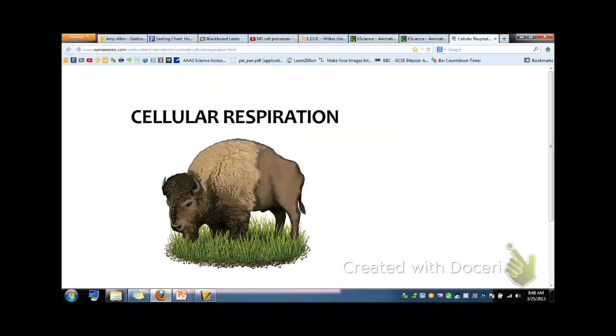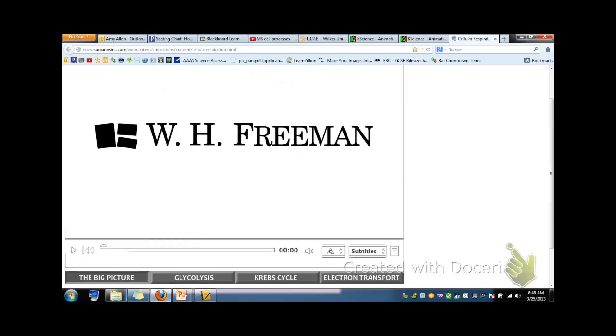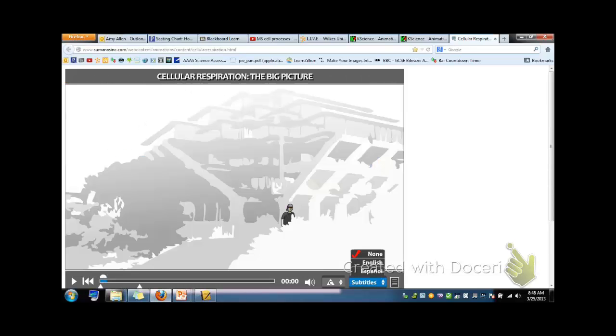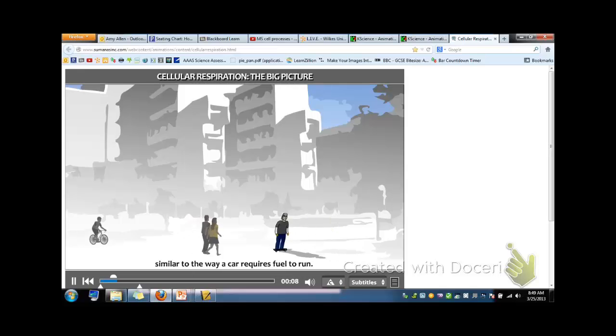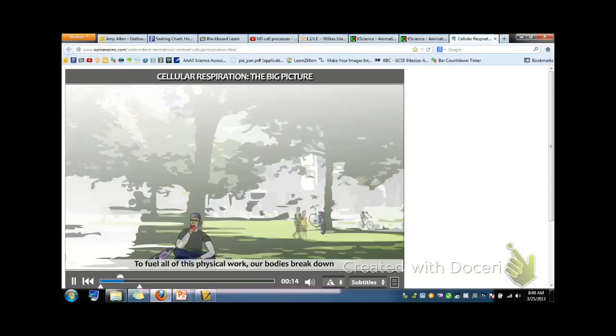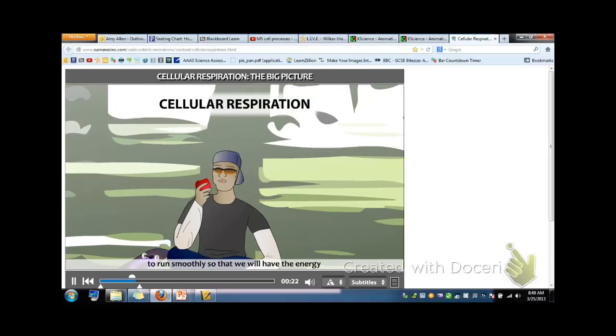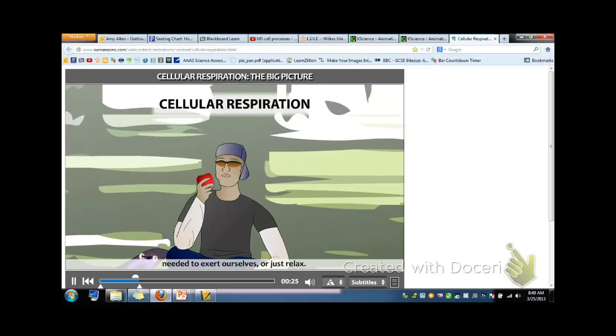You might want to write a few of these from this animation. This is going to go through respiration in a big picture fashion. Everyday activities require energy. Humans, like all living organisms, need to fuel their actions, similar to the way a car requires fuel to run. To fuel all this physical work, our bodies break down food molecules and extract their energy. We rely on this process, called cellular respiration, to run smoothly so that we'll have the energy needed to exert ourselves, or just relax.